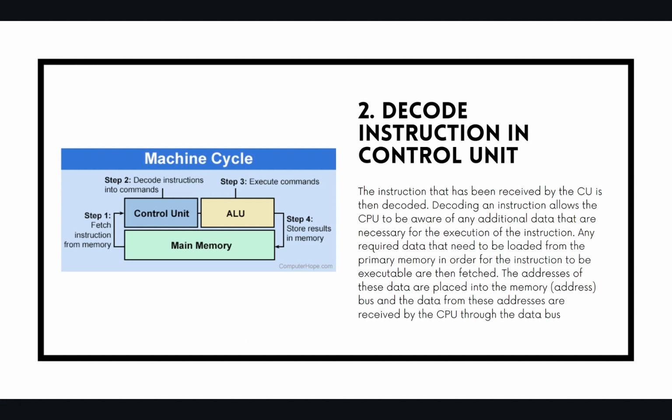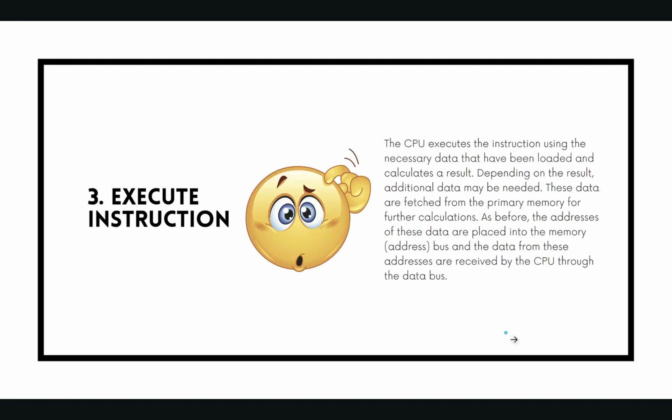Next one is decoding. The instruction that is fetched to the CU is now being decoded, so the CU can know what is going on and what should be done. Decoding an instruction allows the CPU to be aware of any additional data that are necessary for the execution of the instruction. Any required data that need to be loaded from the primary memory in order for the instruction to be executable are then fetched. The addresses of these data are placed into the memory address bus, and the data from these addresses are received by the CPU through the data bus.